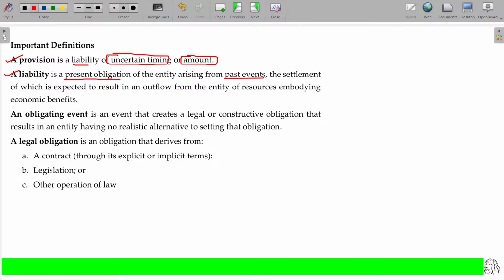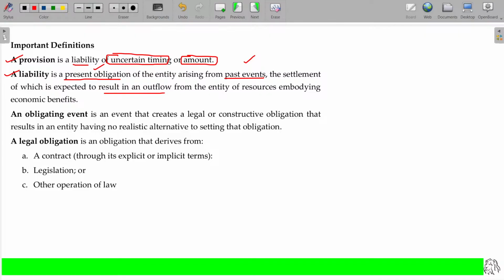Three months ago, we purchased material on credit. Because of that, we are now supposed to pay the liability. So, purchase on credit is the past event. Payment for that is the present obligation. The settlement, how can you settle? That results in an outflow of our cash or other assets of ours. Three things: past event, present obligation, and this will be settled by releasing some of the resources of the company. Then it is called a liability.